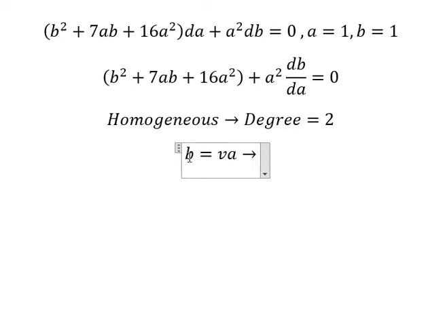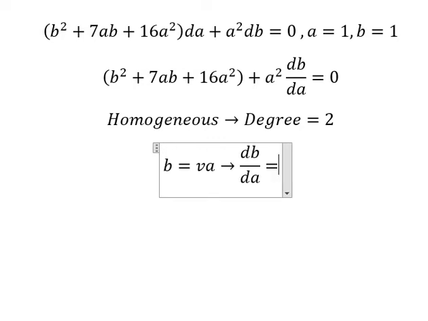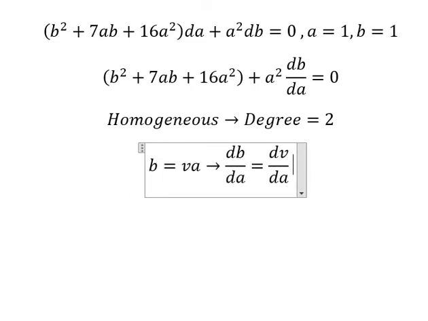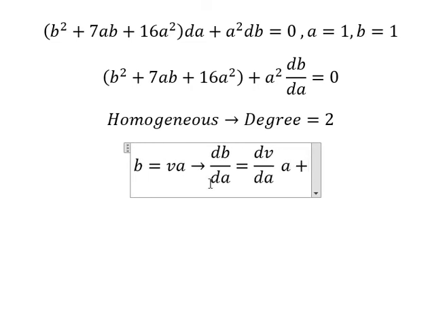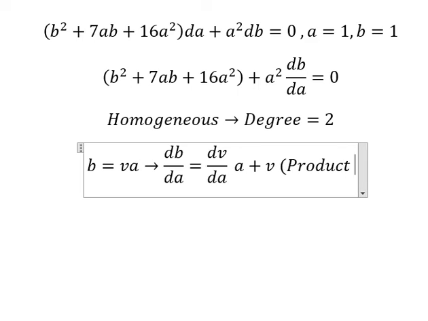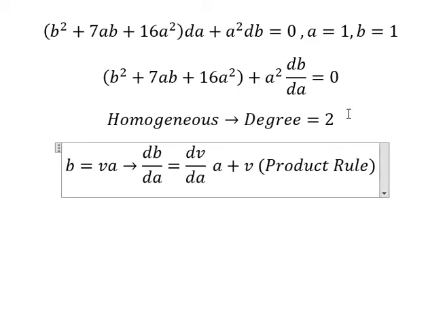So if we do first the derivative for both sides, first derivative of v, we have dv over da multiplied by a. First derivative of a, we have number 1, so we have v. And this is about the product rule of the derivative.